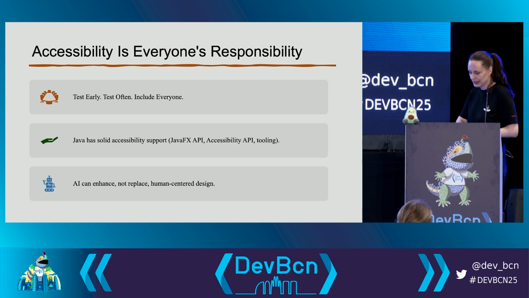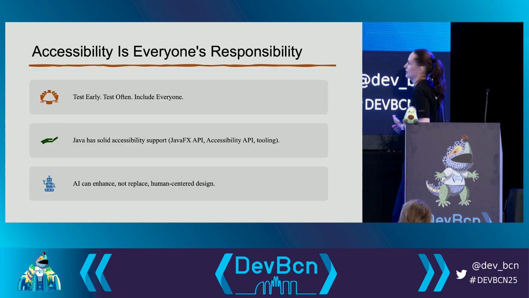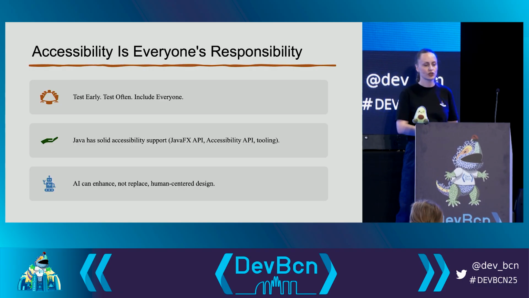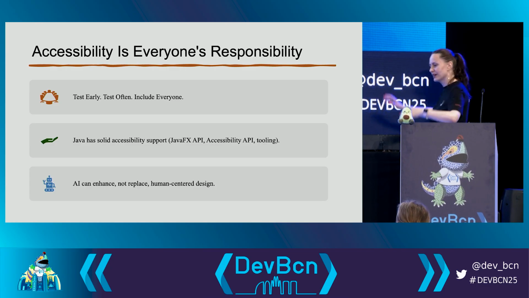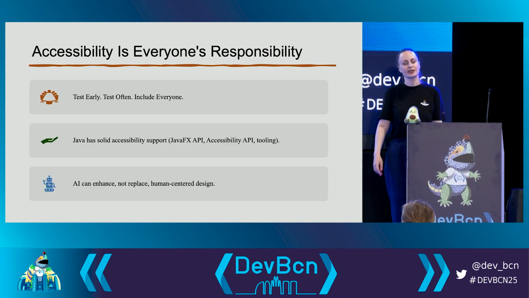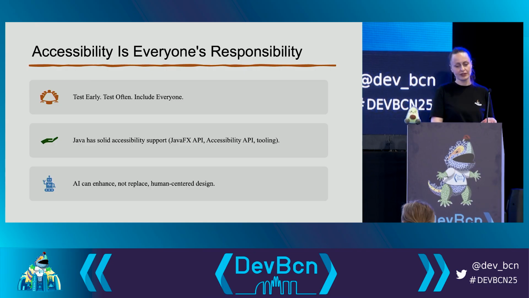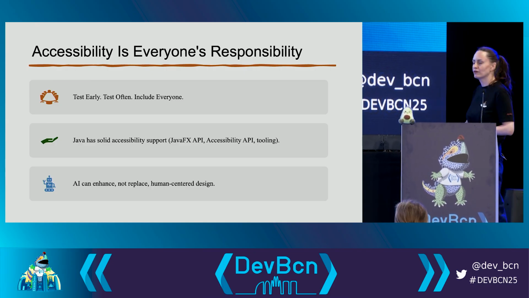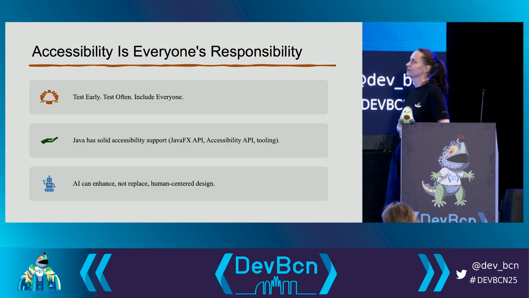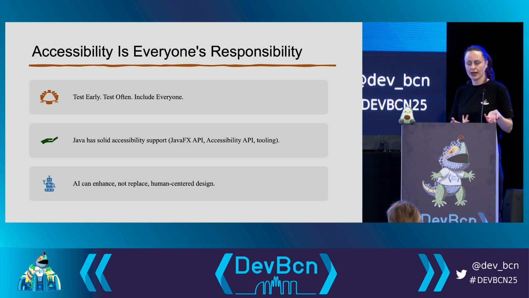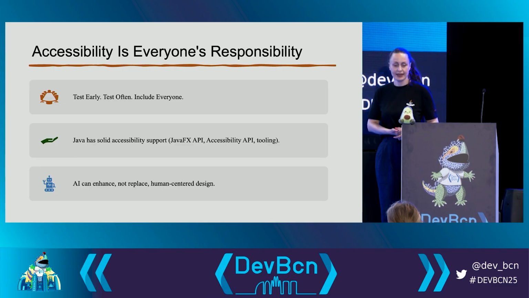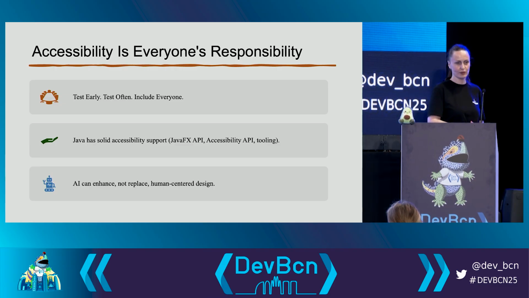And finally, accessibility is everyone's responsibility. It's not just a one-time thing. You should test early that your application is accessible. Don't wait until the final delivery of something and then see if it's accessible or not. You should test often. And also, you should think about including everyone. Think about how Java can help with the accessibility support it has, with the patterns that are available in architecture and so on. And also, how can AI enhance but not replace the human-centered design of your application?